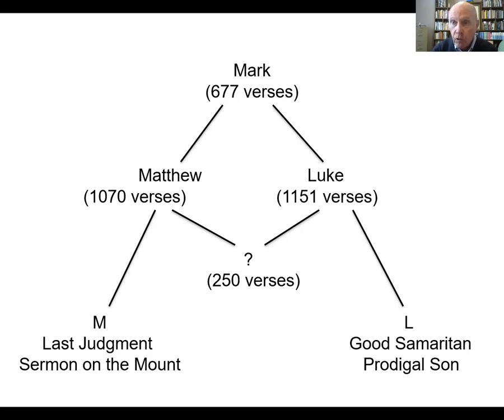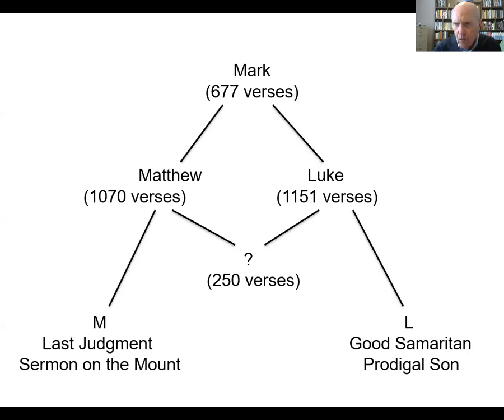For example, the Golden Rule, the Lord's Prayer. It has a number of parables which are of interest. The lost sheep and the wise and foolish builders, that's the rock and the sand parable. So it's obviously an important source for both Matthew and Luke.